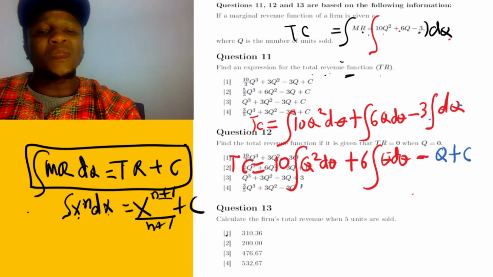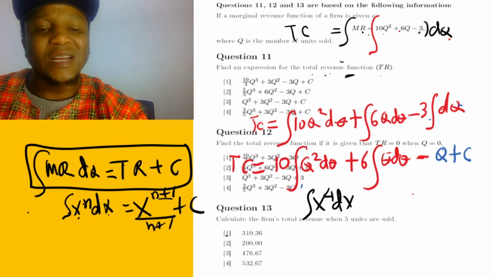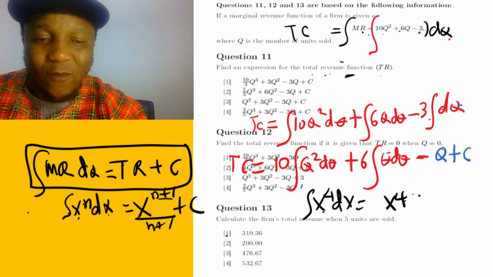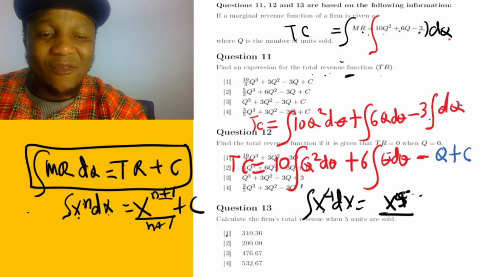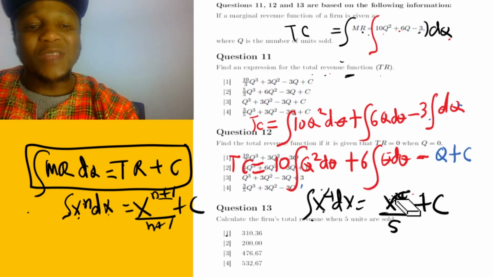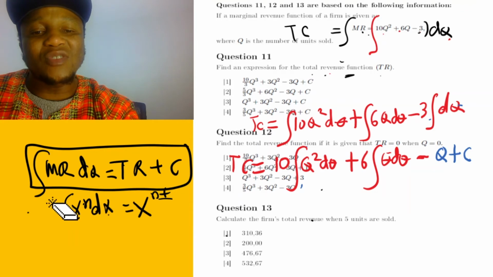For example, if somebody gives you the integral of x to the power 4 dx, what I'm going to do is take x to the power 4 plus 1. 4 plus 1 equals 5, and then write everything over that power 5, plus your constant. Don't forget, because you don't have a limit here. So now we can finish our equation because we're going to apply the same trick to all of these.